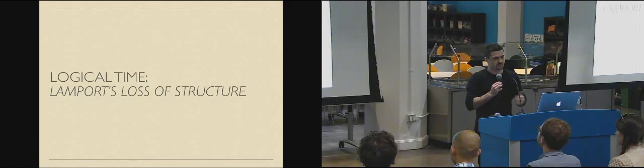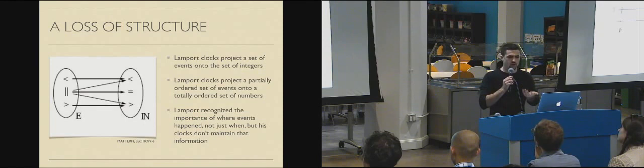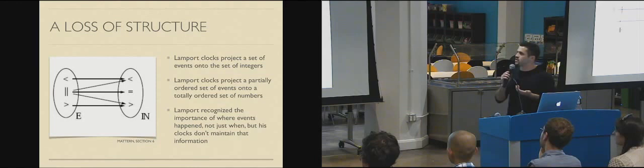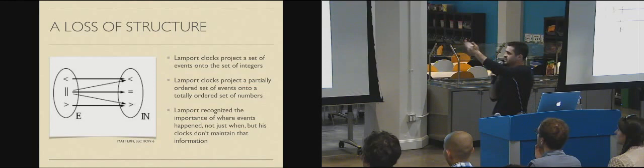The problem is that the two sets, the set of events and the set of integers, aren't similar in structure, or what we call isomorphic. They're close, but they're not identical. This is nicely visualized in section 6 of the paper, where we look at this concurrent function, and we see that in the set of integers, it maps to three operations. If it was isomorphic, we'd see three lines, an exact one-to-one relationship.